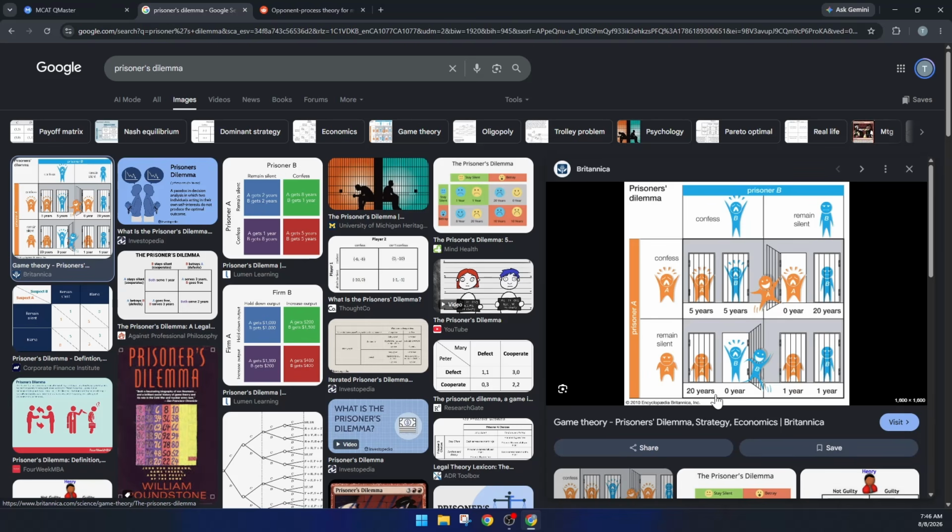This is a very good picture, by the way. And it puts the prisoner's dilemma in game theory, from the Britannica encyclopedia. And so here, if prisoner B confesses, they get to go free. But prisoner A has to stay in for 20 years. But if only they work together, right, they would have had only a maximum of 1 year over here. Okay.